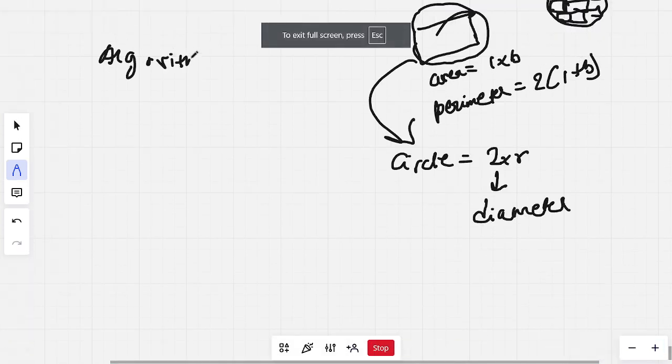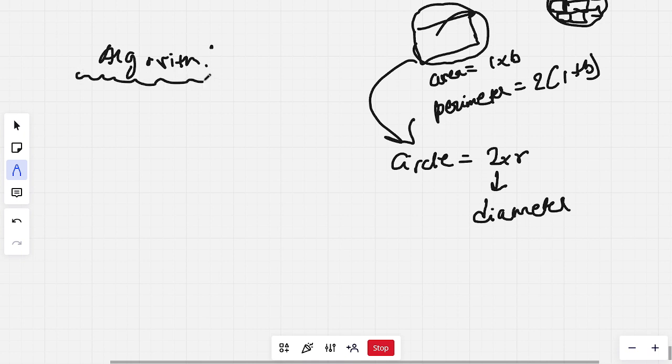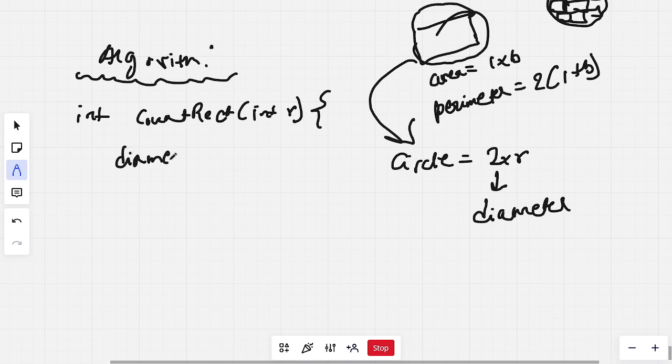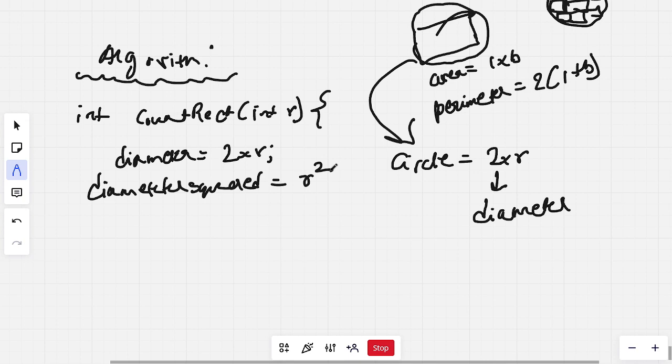For this algorithm, we take int countRect, count rectangles, and over here we are passing the radius of the particular circle, because inside the circle we have to calculate the rectangles. So I can pass this as int r. Inside the function, next I have to check the diameter of the circle. So the diameter will have the value 2 into r. Then diameter squared equals to r squared.